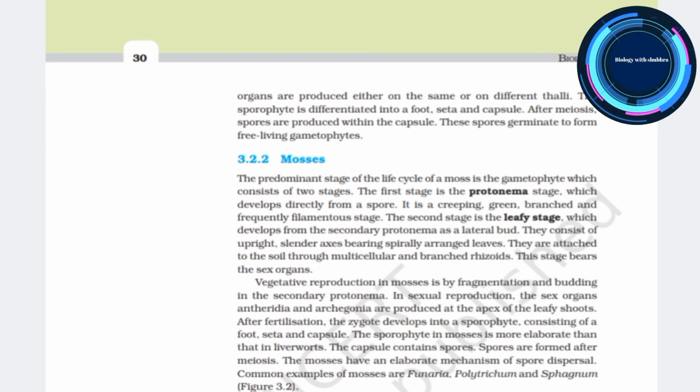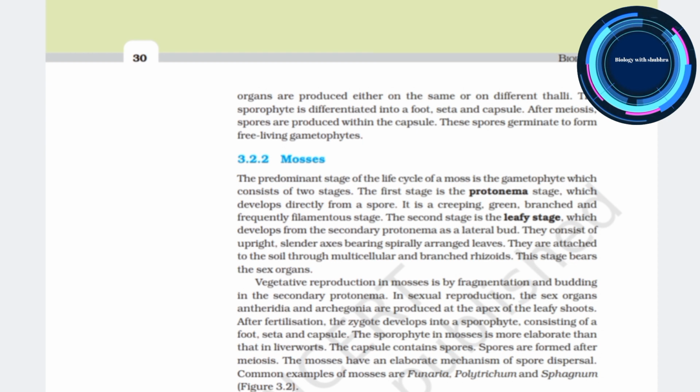Then moving on to mosses. In liverwort, there are three parts present, that is foot, seta, capsule. In sporophytic plant body, three parts are present. The sporophytic plant body is produced from the gametophytic plant body. It is diploid in nature. Then mosses. Let's see mosses.